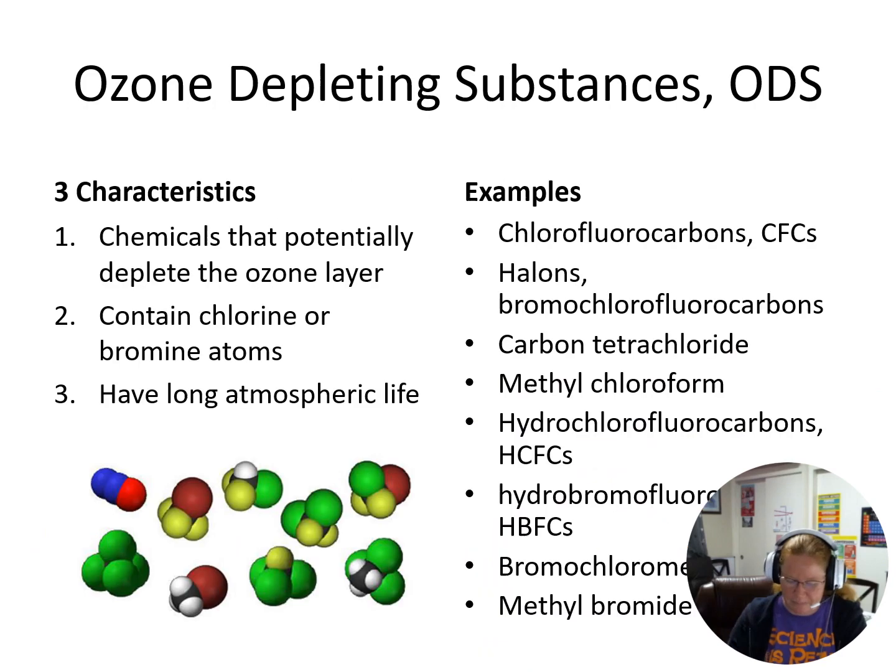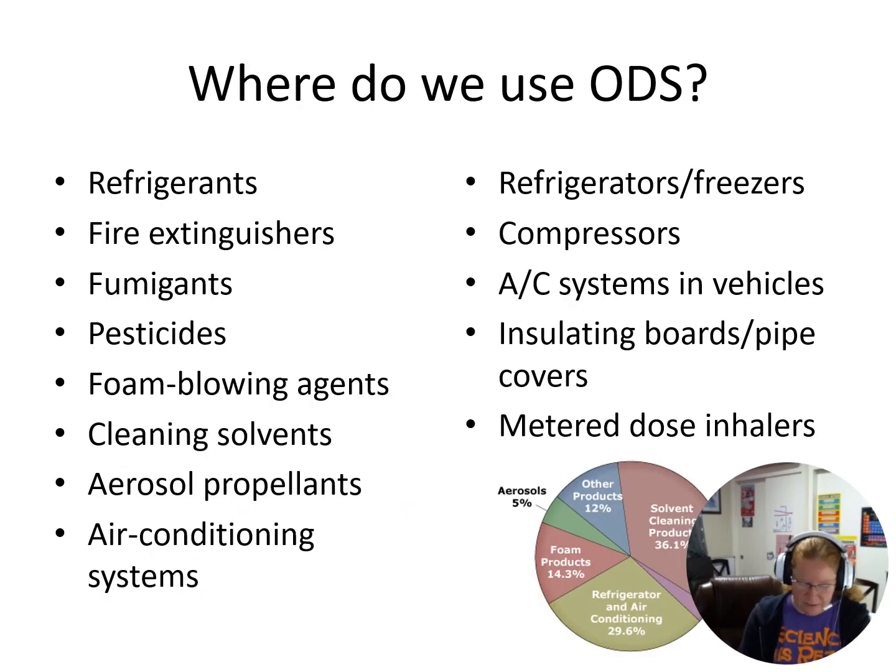free radical. Then there's a whole bunch of substances that are classified as ODS, ozone depleting substances. So the characteristics of these, they are going to potentially deplete the ozone layer. They usually contain chlorine or bromine atoms, and they have a long atmospheric life. And this is critical, okay? This long atmospheric life.